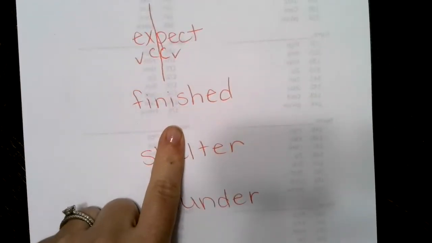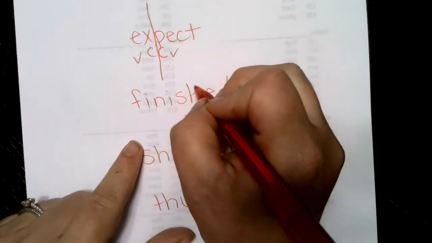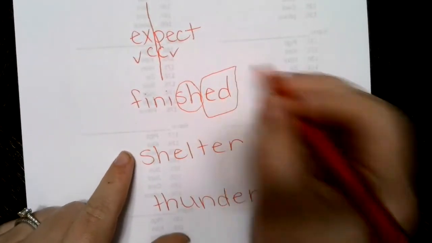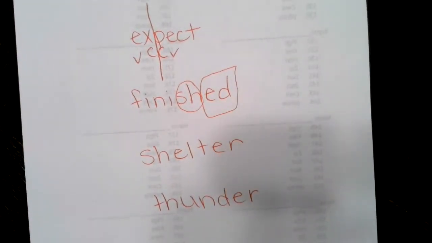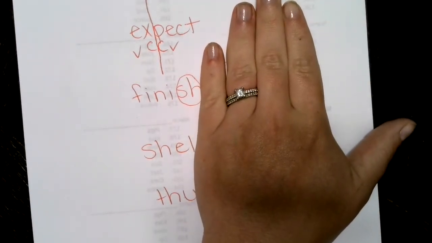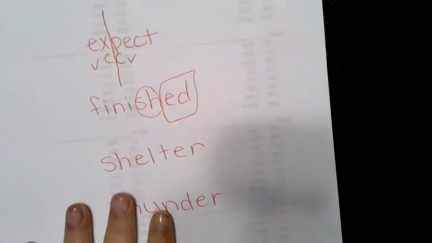I have E-X-P-E-C-T, expect, expect. If you expect something, you're kind of waiting for it. So let's look at this one. What's the first thing that jumps out at you in this? You might have said, well, we have SH, but the first thing that jumps out at me is I see ED at the end, and I think it's going to be an inflectional ending. So I'm going to pretend that that ED is not there for right this moment, because that's going to make it easier to break apart the word, and then I'll add ED.